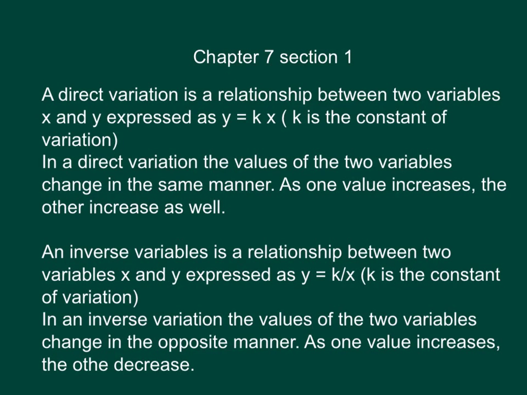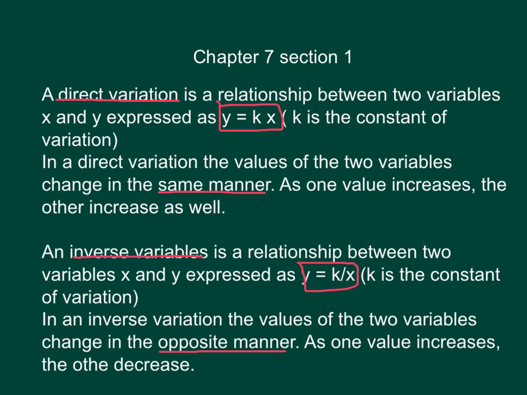Chapter 7, Section 1. I need you to write those two definitions on a piece of paper: a direct variation and an inverse variation. Direct variation is expressed in the form y equals kx. Inverse variation is expressed as y equals k over x. Direct because the two variables behave in the same manner. As one increases, the other one increases as well, while in inverse variation they behave in an opposite manner. As one increases, the other one decreases.